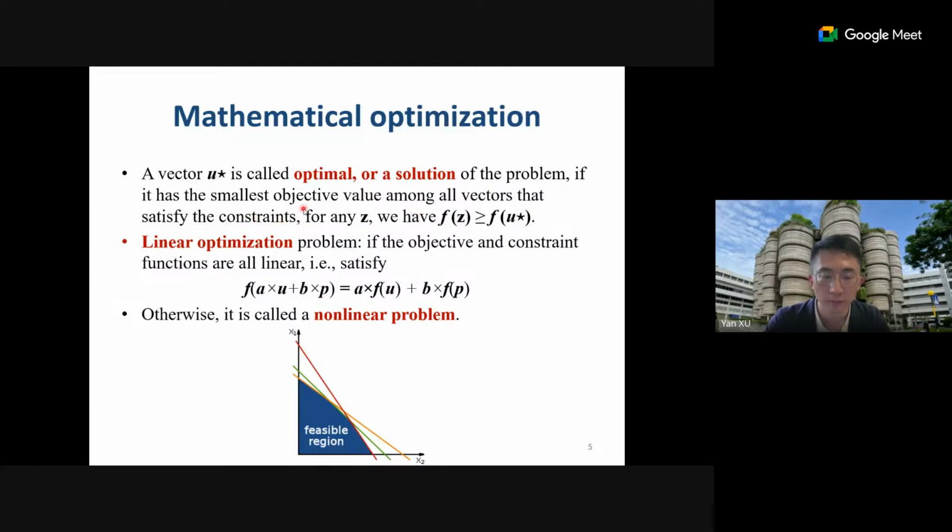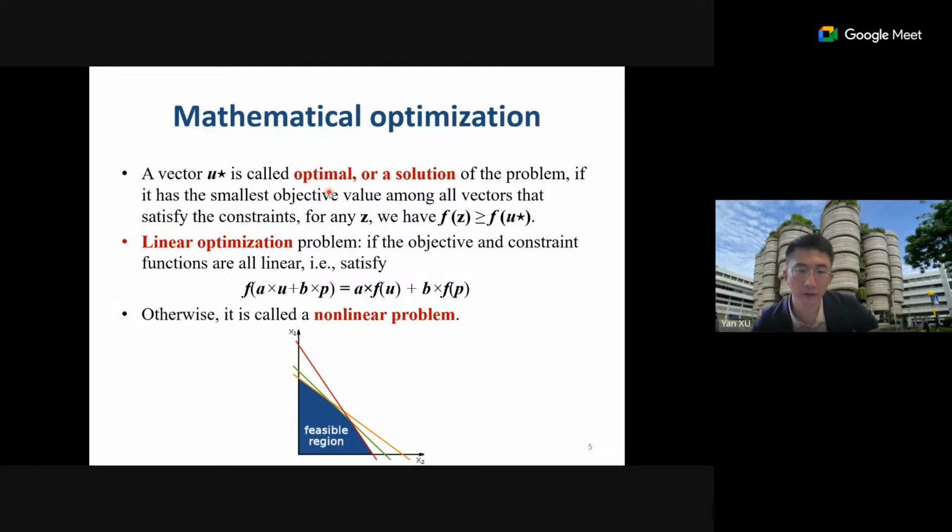Mathematically we can denote this. If we have f(u star), the value of f(u star) is always smaller or equal to f(z), where z is any value within the feasible region defined by the equality constraint and the inequality constraint. Okay, so here is the so-called optimal solution of the model.